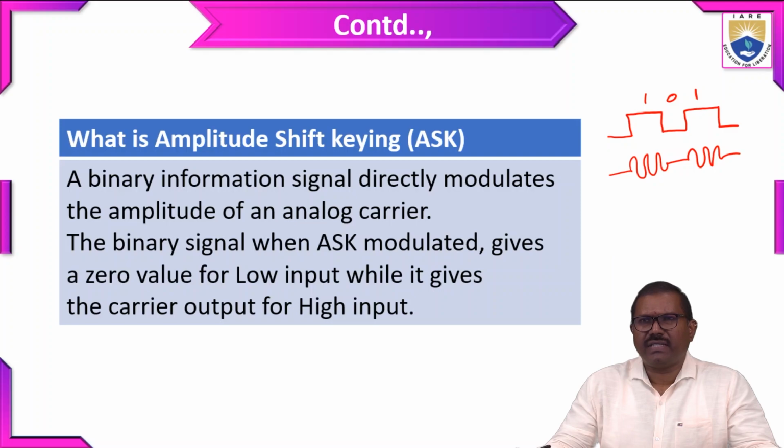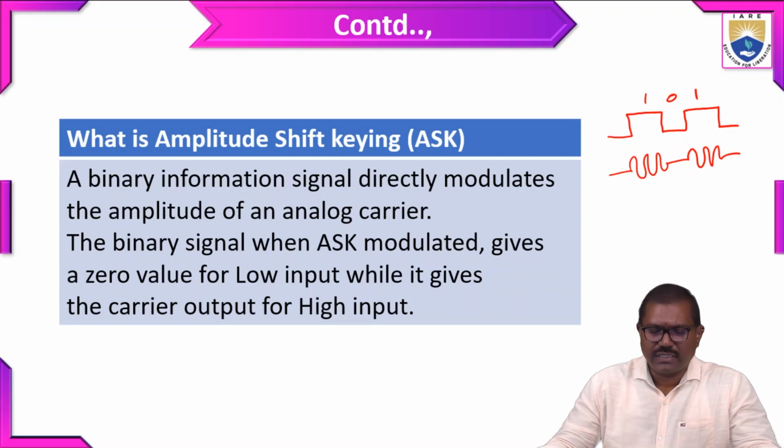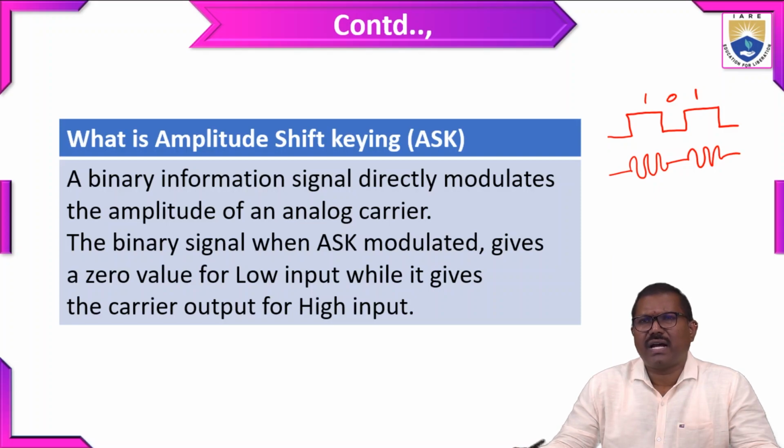The binary signal when ASK modulated gives a 0 value for low input, while it gives the carrier output for high input. In this way ASK modulates symbol 1 and symbol 0. In amplitude shift keying, only the amplitude is shifting.